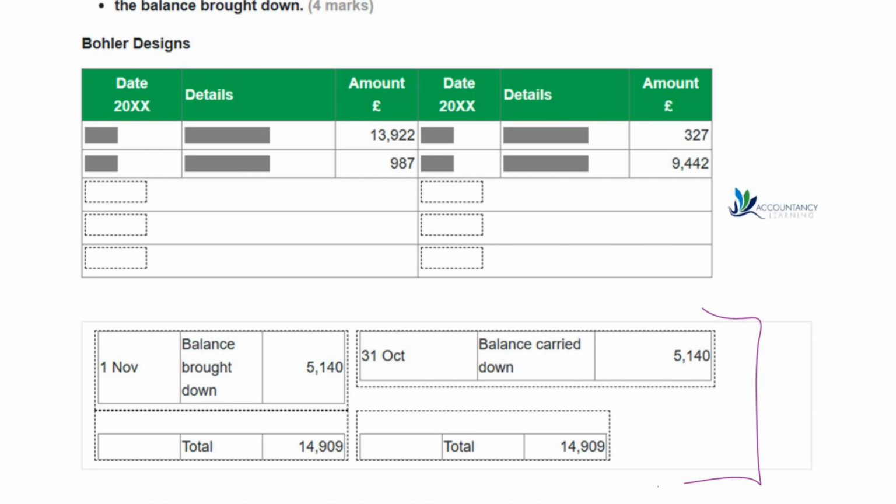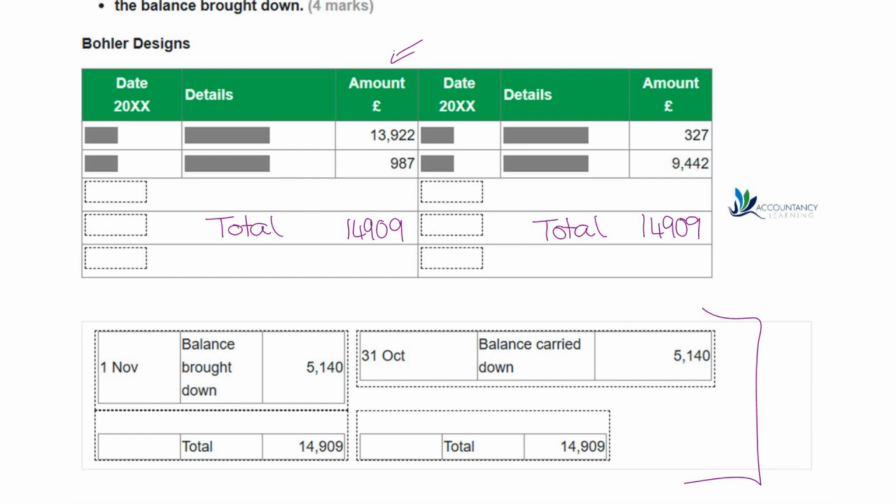So in order to balance them off, we need to look at what side is highest, and with this one it's quite easy to see that our debit side is going to be the higher side. So we're going to first of all put the total in here, and we're going to have the same total on the opposite side.